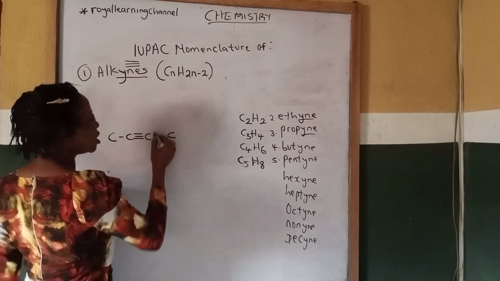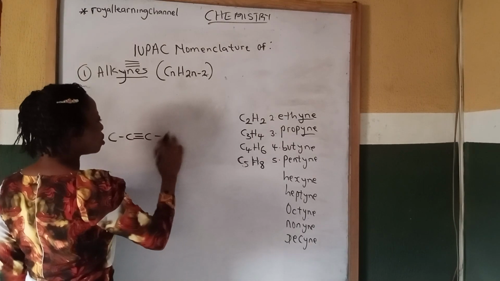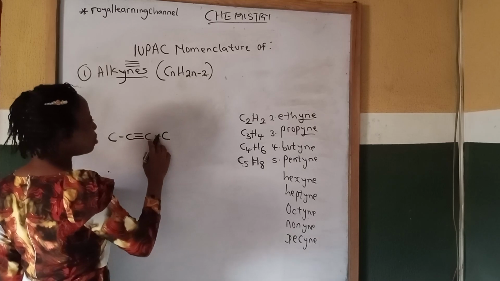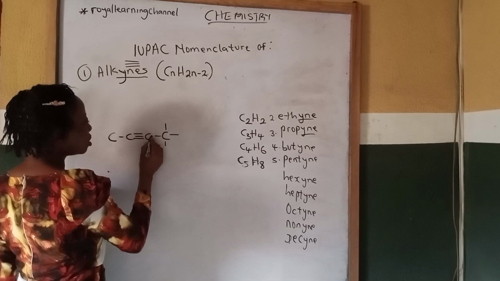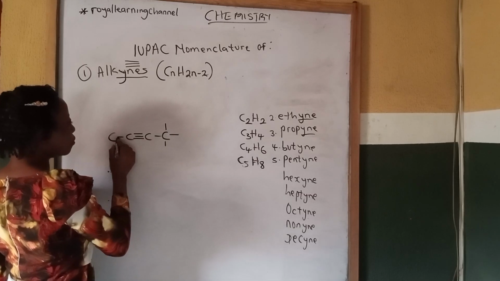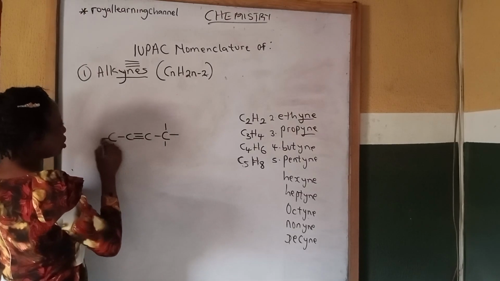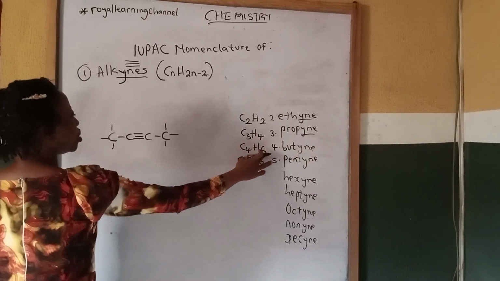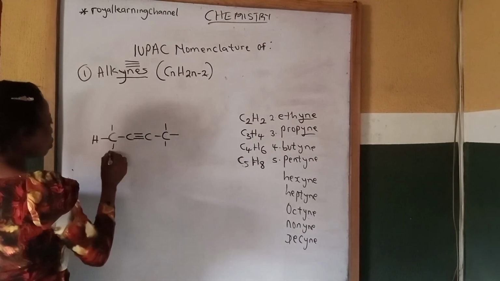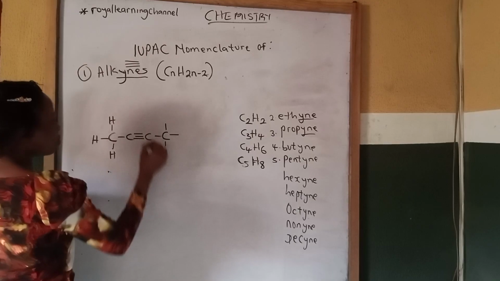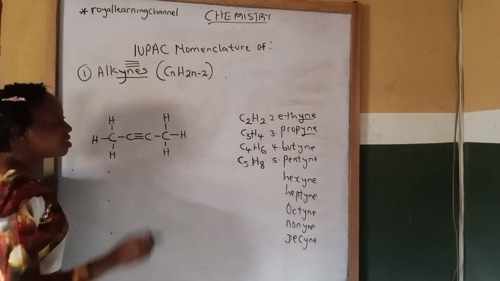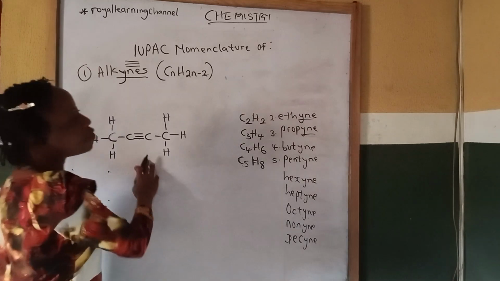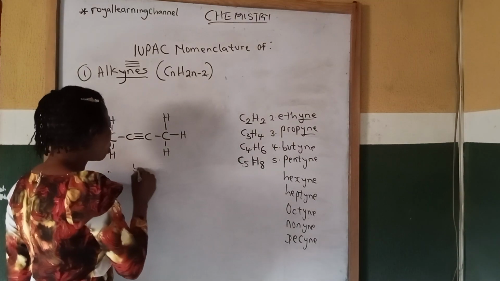Then surround each carbon atom with 4 chemical bonds. 1, 2, 3, 4. 1, 2, 3, 4. 1, 2, 3, 4. 1, 2, 3, 4. Then with how many hydrogen atoms? 6. 1, 2, 3, 4, 5, 6. This is the structural formula for butyne.